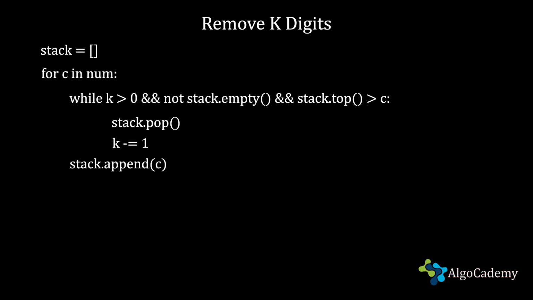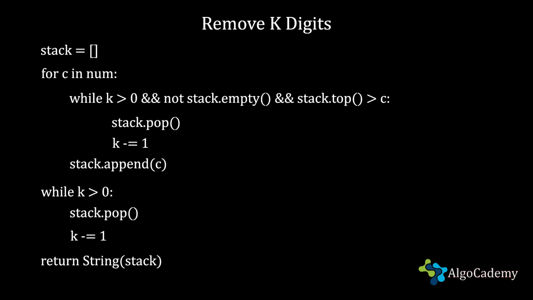Finally, after going through the whole string num, there is one more thing that we need to do. It is possible that we actually haven't done all the removal operations that the problem asks us to. And if that is the case, and k is greater than 0 after the for loop terminated, then we will remove the last k digits from the stack. So as long as k is greater than 0, we can pop the last digit out of the stack and decrement k. In the end, we should convert the stack into a string, which we will then return.